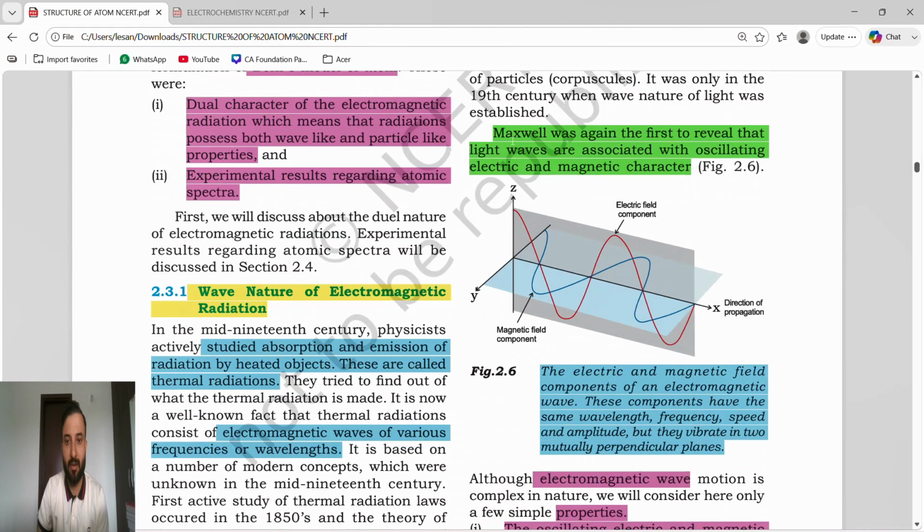Now what they said next is, Maxwell was again the first to reveal that light waves are associated with oscillating electrical and magnetic character.